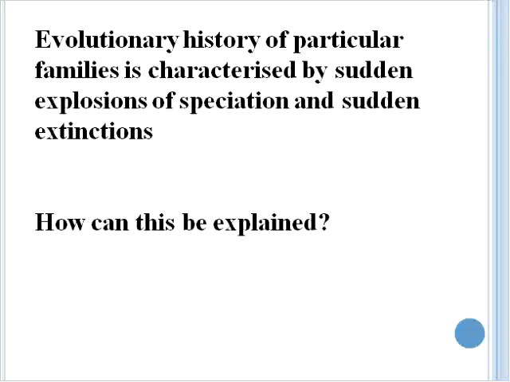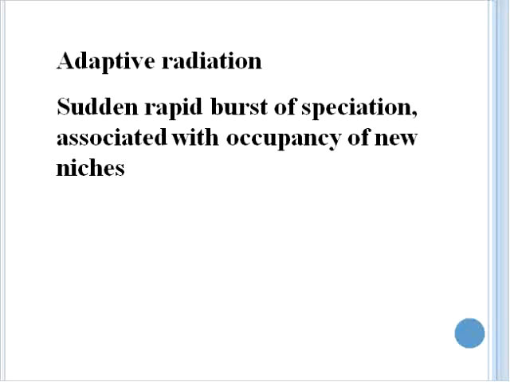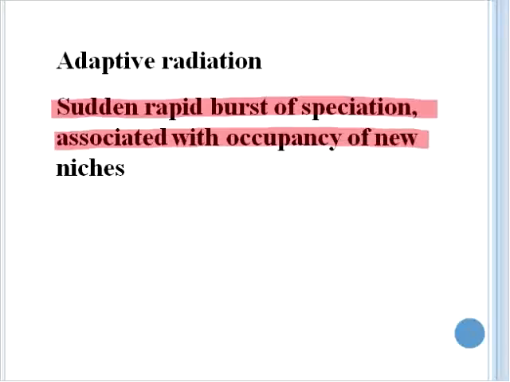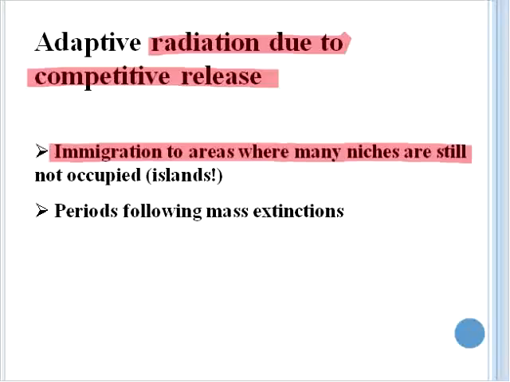We do know that the evolutionary history of particular families is characterized by sudden explosions of speciation and sudden extinctions. This can be explained through adaptive radiation. Adaptive radiation is a sudden burst of speciation associated with occupancy of new niches, new environmental roles to be played. Adaptive radiation functions as a result of competitive release. We see this when immigration occurs, where many niches are still not occupied, islands for example, or in periods following mass extinctions.